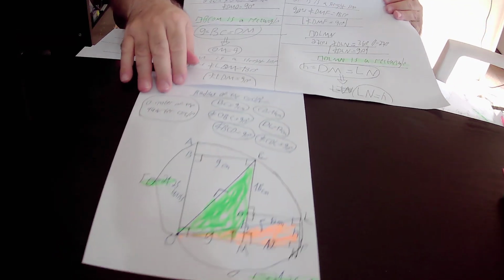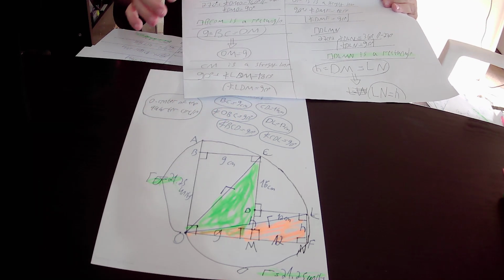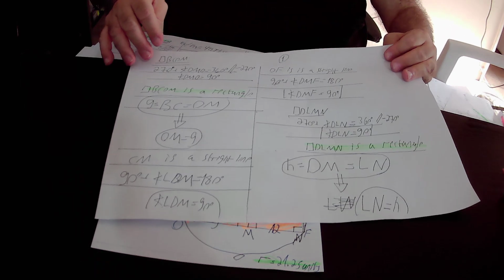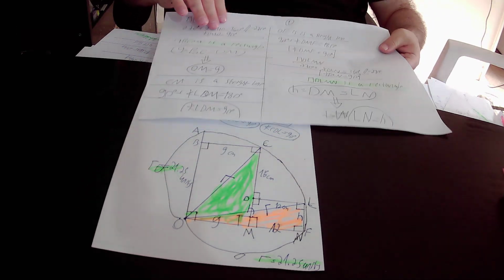So actually we found out that inside quadrilateral BCOM, we have 4 right angles, and any quadrilateral that has 4 right angles must be at least a rectangle if not a square. So we relate to quadrilateral BCOM as a rectangle, and you know that the opposite sides of a rectangle are equal to each other.